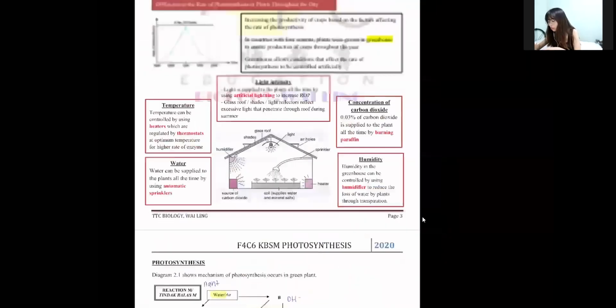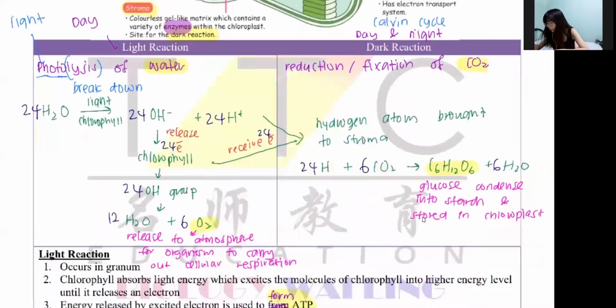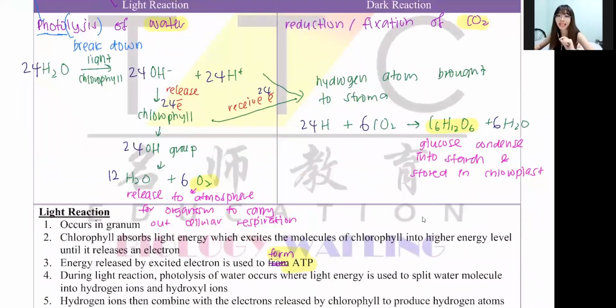So back to this question here, where do I have to add the ATP? The ATP should be added over here. ATP. So this is how it looks. If you know the process over here, you should be able to answer the question just now.